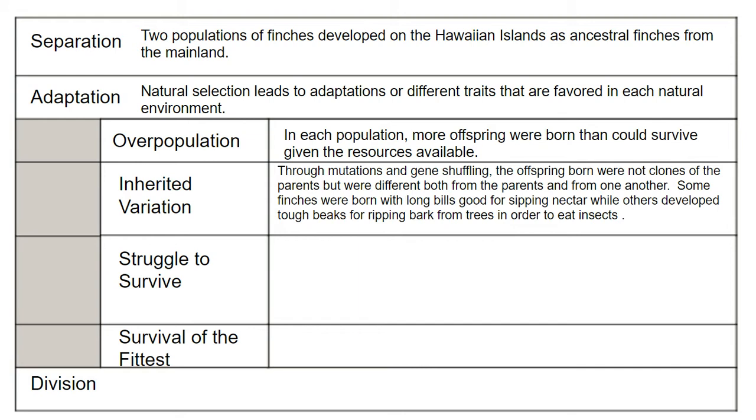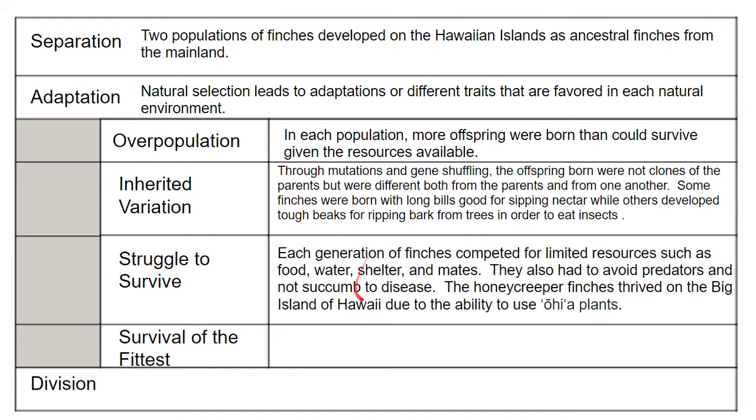Some are born with long bills, good for sipping nectar, while others develop tough beaks for ripping bark from trees in order to eat insects. So this is where you describe how the babies are different, how the species come about with different traits. In this part, you describe why they are successful. So each generation, and again, I picked one to describe why it was successful in its unique environment.